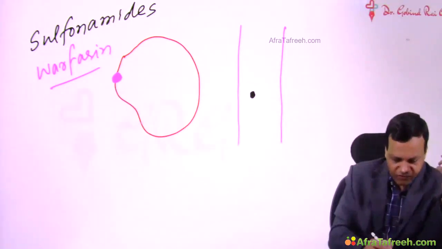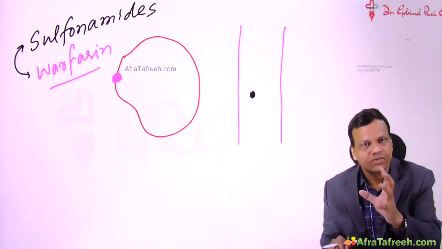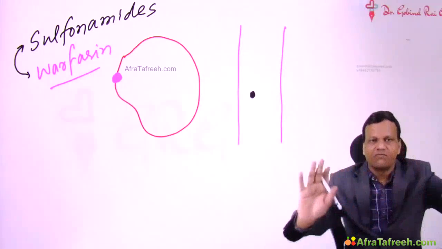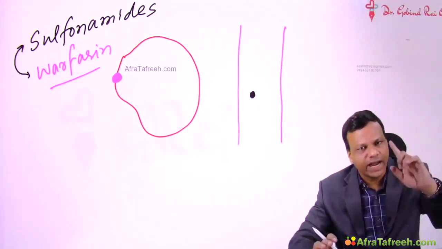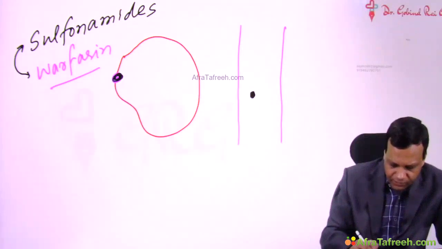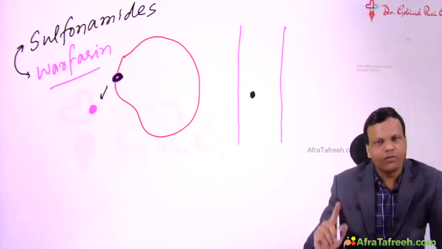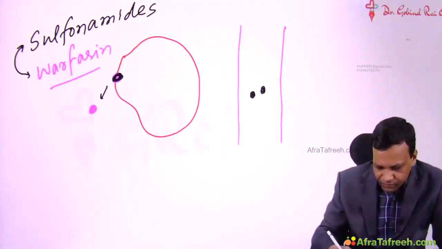So now there is a fight between warfarin and sulfonamide for the same place. Suppose at most of the places warfarin wins, but at only one place sulfonamide wins. At that place sulfonamide will bind and warfarin will become free. That means the free molecules of warfarin increase. Already we have one molecule free, now one more becomes free.